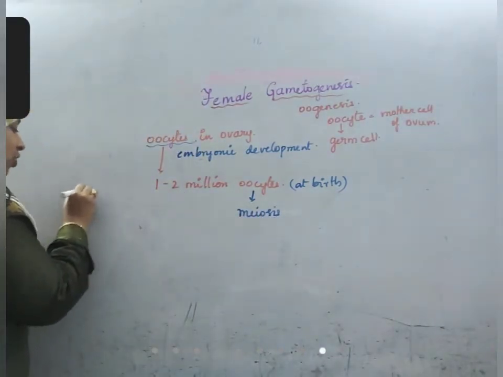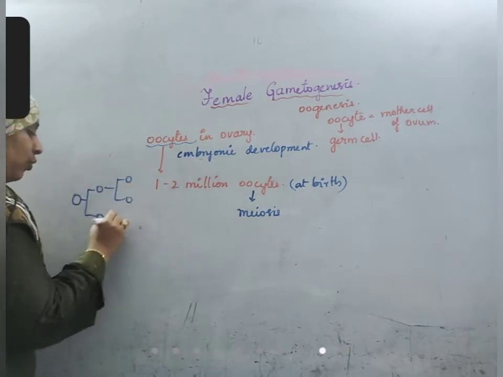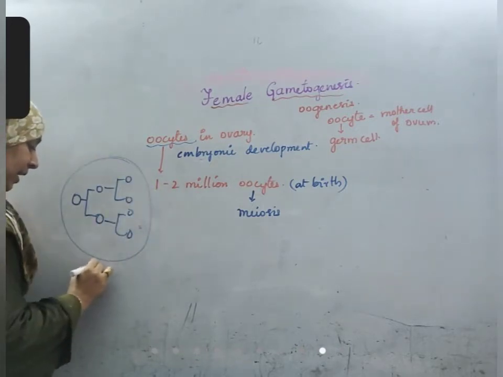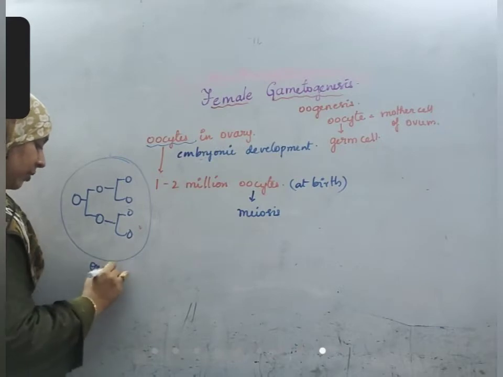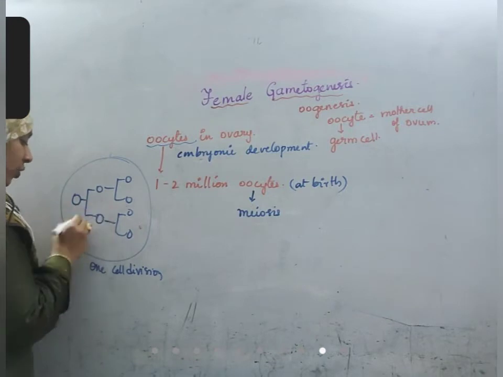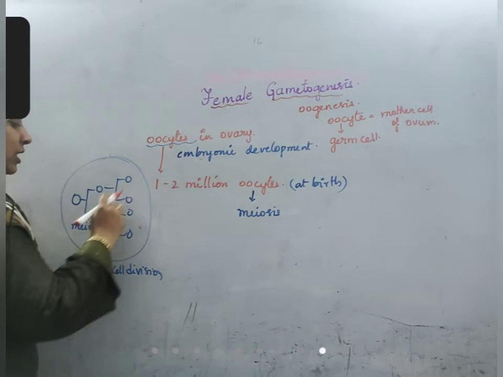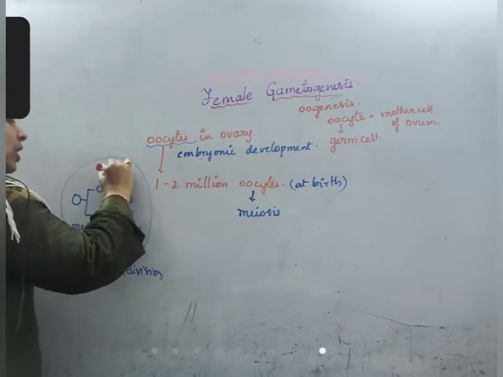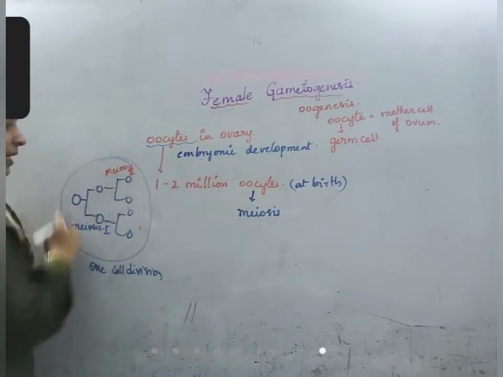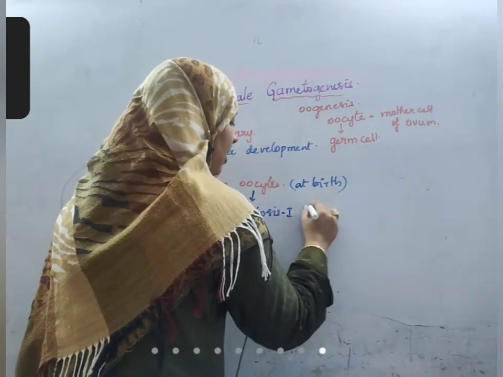I told you one cell of meiosis will give rise to 4 cells. First it will give 2 cells, then it will give 4 cells. This complete process is one meiosis, one cell cycle, one cell division. The formation of 2 cells is called meiosis 1, and the formation of 4 cells after this is called meiosis 2. This complete process is one cell division. Here, only meiosis 1 has started, that's all.